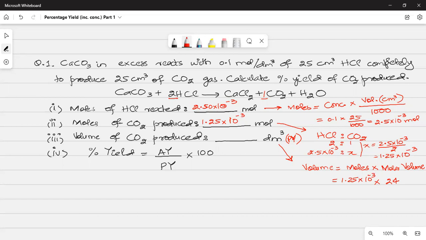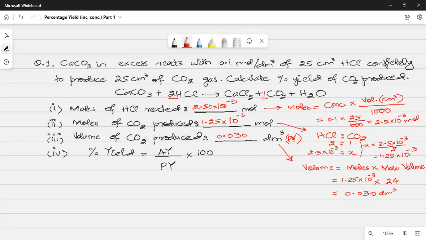So it would be 0.03. I need another significant figure, 0.030. Okay, 0.03, yeah, that's good enough. 0.030. Okay, and that is decimeter cube. Okay.